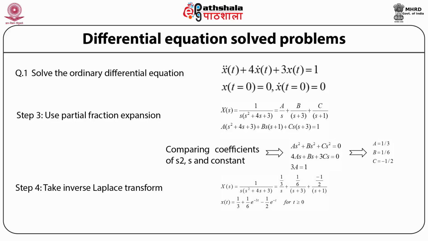Now you can multiply them. You will get a s squared plus b s times something plus c s times something, which will be equal to 1. Now you can compare the coefficients of s squared on the left hand side versus the right hand side. On the left hand side you have a s squared plus b s squared plus c s squared, equal to 0. Then you can compare the coefficient of s, then the coefficient of constants, and then you can find all the values. In the fourth step, you just put in the values of a, b and c, take the inverse Laplace transform, and there you go, the solution.